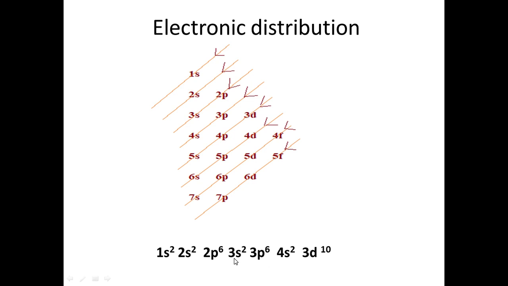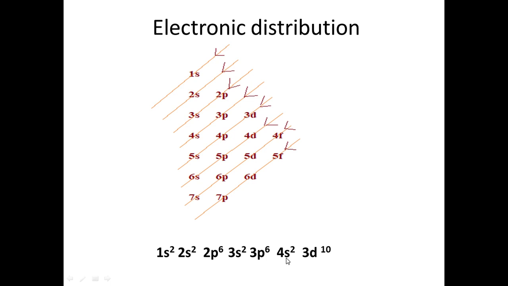Now how many electrons are filled up to 2p6? 2 plus 2 is 4, 4 plus 6 is 10, 10 plus 2 is 12, 12 plus 6 is 18 electrons filled up to 3p6. And this is the configuration of argon. It represents the electronic configuration of argon, atomic number 18.